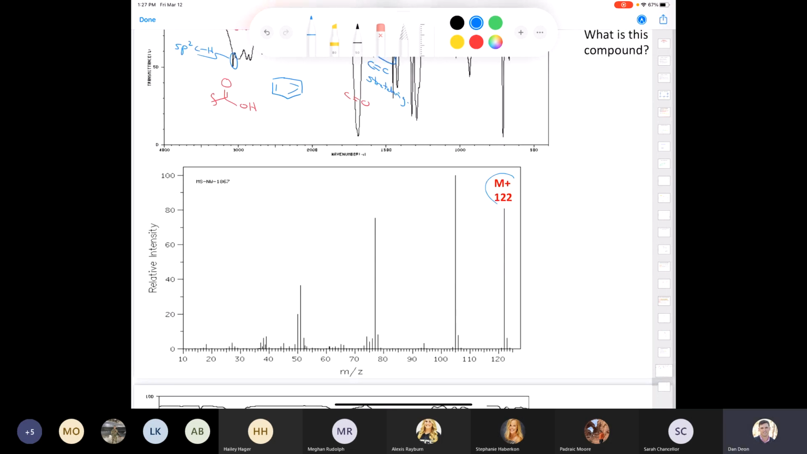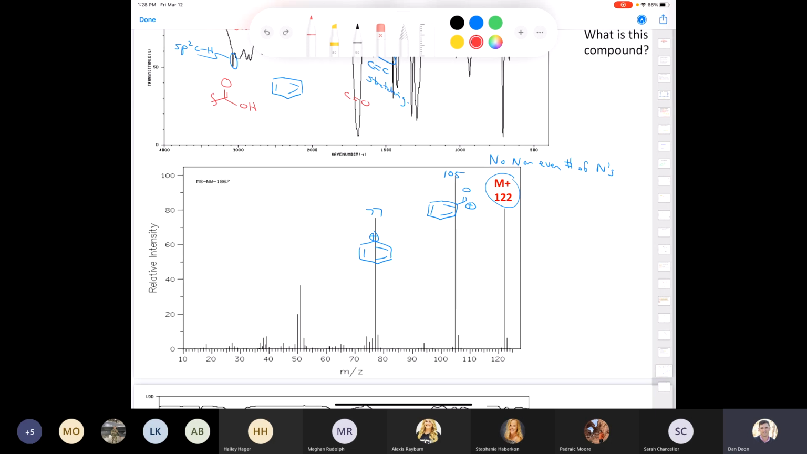Now we've got a mass of 122. We've got no nitrogen or an even number of nitrogens. What else do we have in this mass spectrum? We've got a big peak at 105, right? What's 105 that we saw a bunch of today? A benzoyl cation, right? We also have a peak at 77, which is a phenyl carbocation, right? All reasonable based on the fact that we have an aromatic ring and a carbonyl.